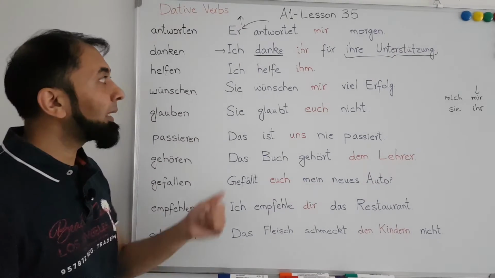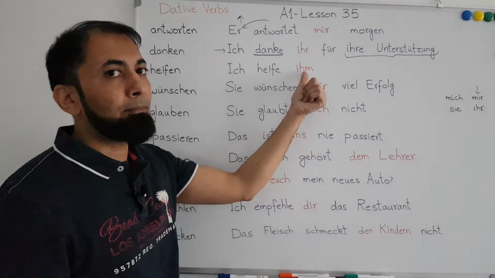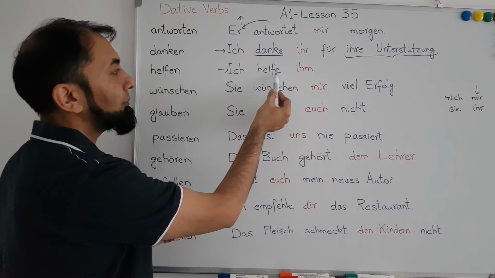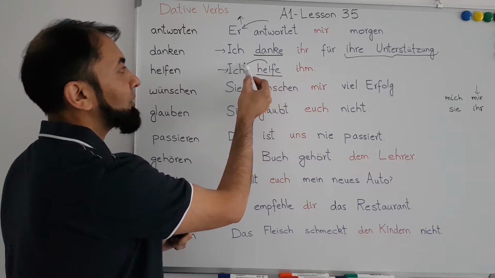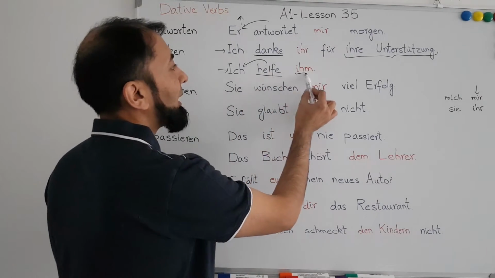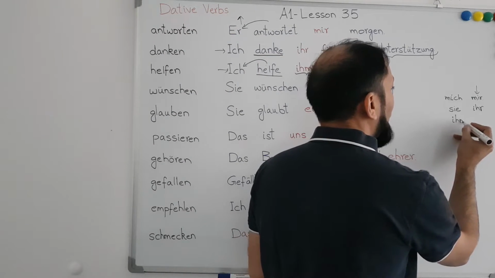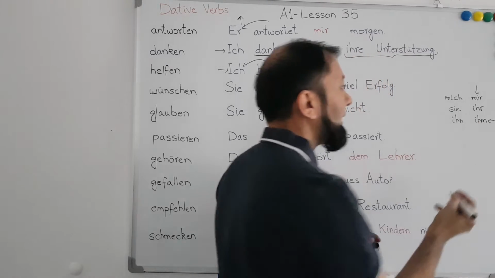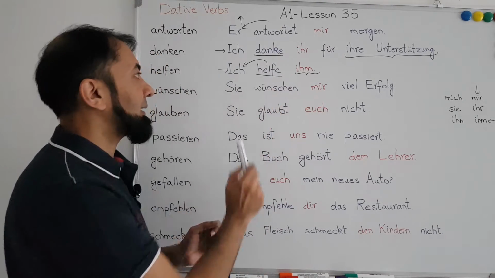Helfen means to help. Ich helfe ihm. I help him. Now here again, ich is the subject of the sentence. Helfen is coming at the second position and it will be conjugated according to the subject ich. Therefore, it will become helfe. Him in German language, for accusative it's ihn, and for dative it's ihm. So we are using the one from the dative because we are using the dative verb helfen in this sentence.